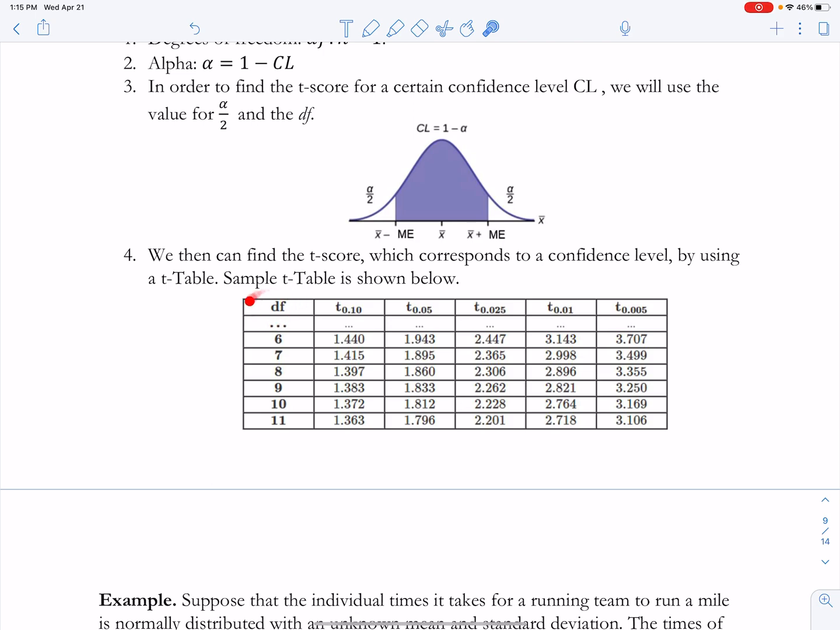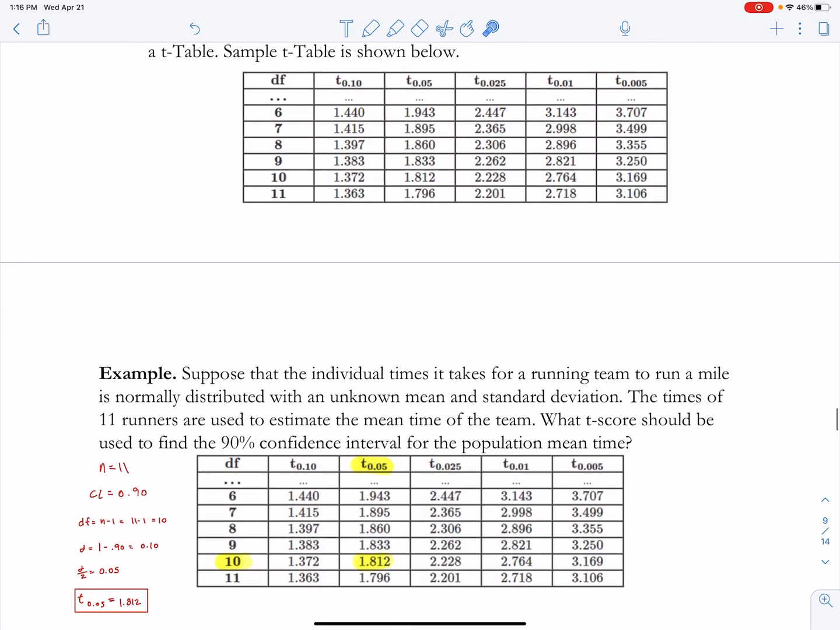So here's your degrees of freedom table, very similar to where you would have used your z-score in Table A before. So we have degrees of freedom, and then we have our t up at the top, and then you want to find it. So we'll have some practice here.